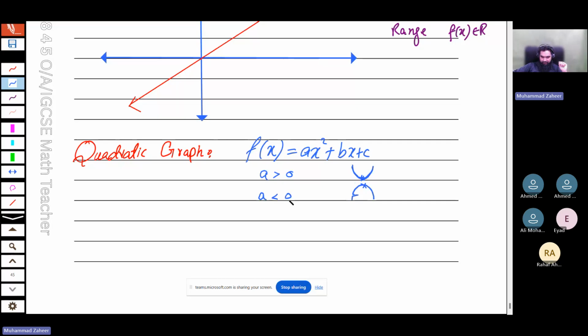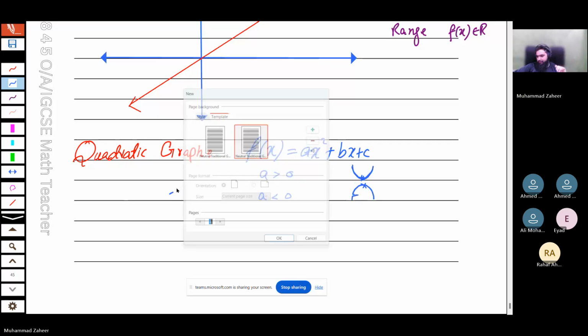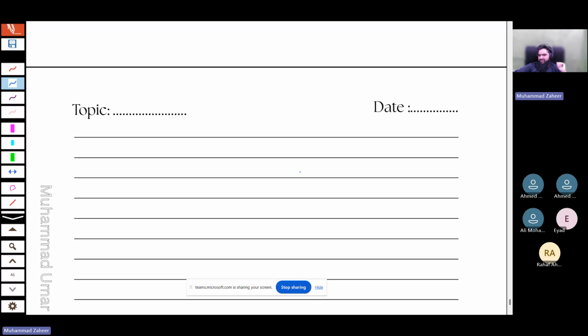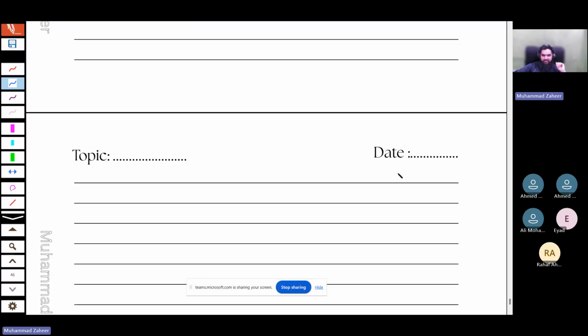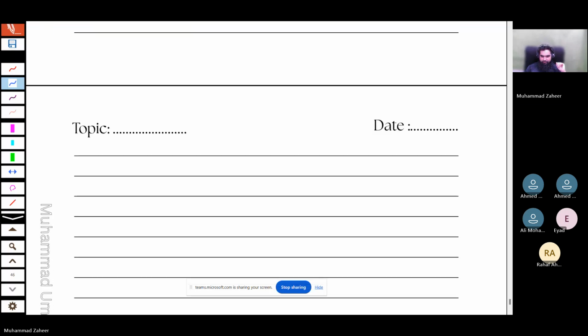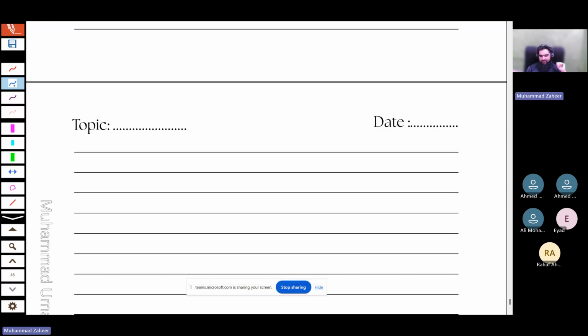Now, if the examiner gives you any type of quadratic graph and you want to simplify it, how can you do it? For example, if I write the function into the completing square form, okay? For example, the examiner gives you the function f of x is equal to x plus 4 whole squared minus 3.